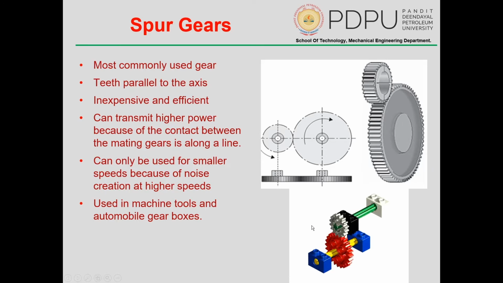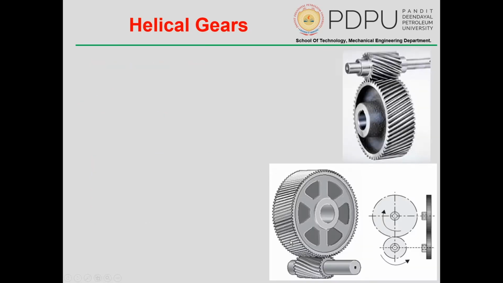So here there is no extra thrust. The thrust is in the axis, perpendicular to the rotation, and thus there are no additional forces generated. Whereas if you look at this particular type of gear, since the mating is happening at an angle, the resultant force is at a certain angle, right? Because of that angle, the entire force is not transmitted in the rotation, so a thrust force is generated in helical gears.